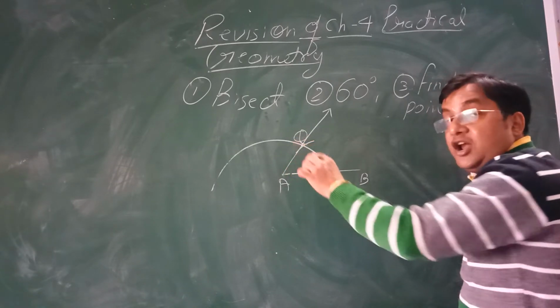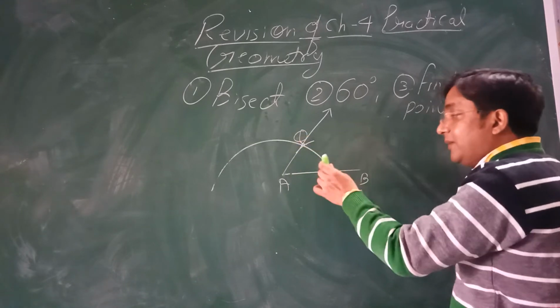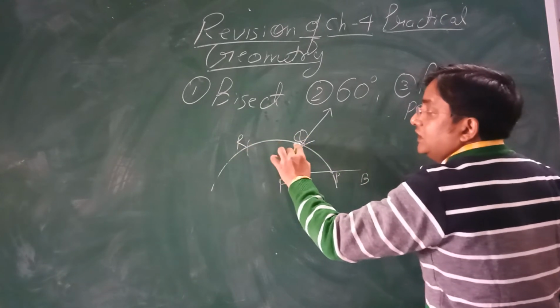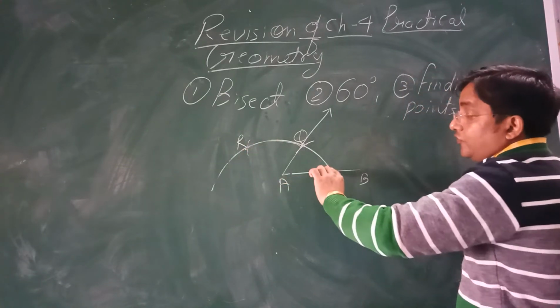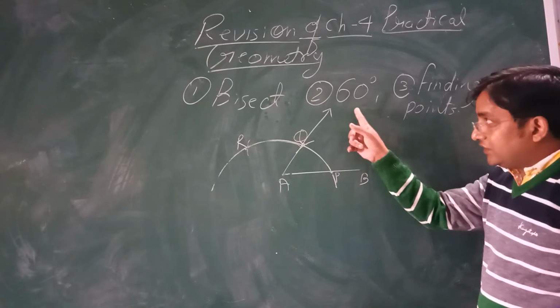The angle from P to Q is 60 degree. Now if you want one more 60 degree, from Q with the same radius that you have taken, you will draw one more arc. This angle is also 60 degree. So from P to R, it becomes 120 degree. So this is 60 degree.